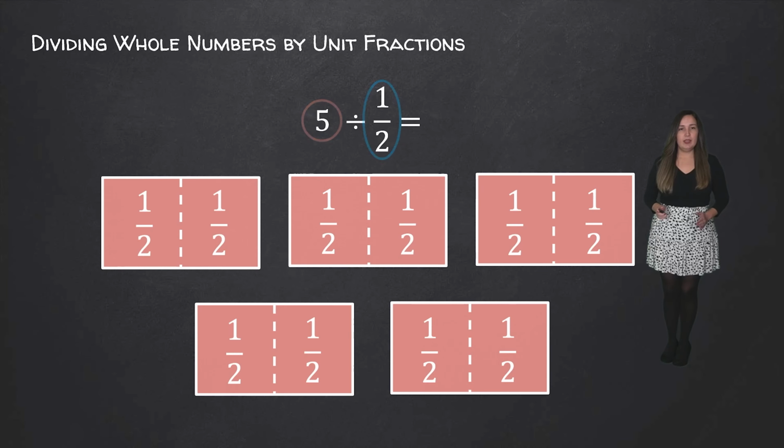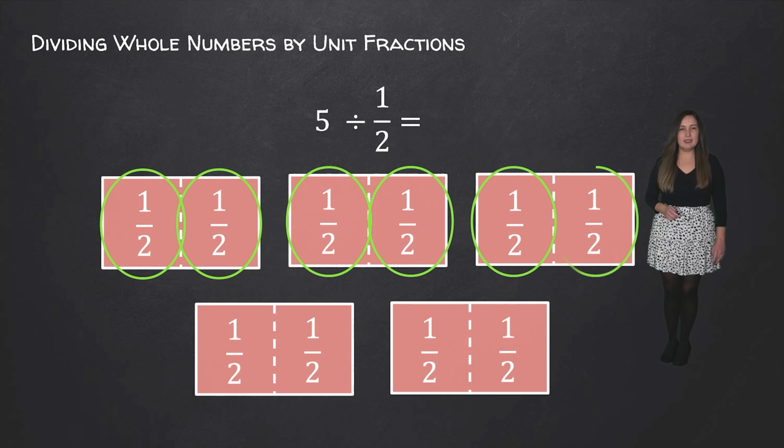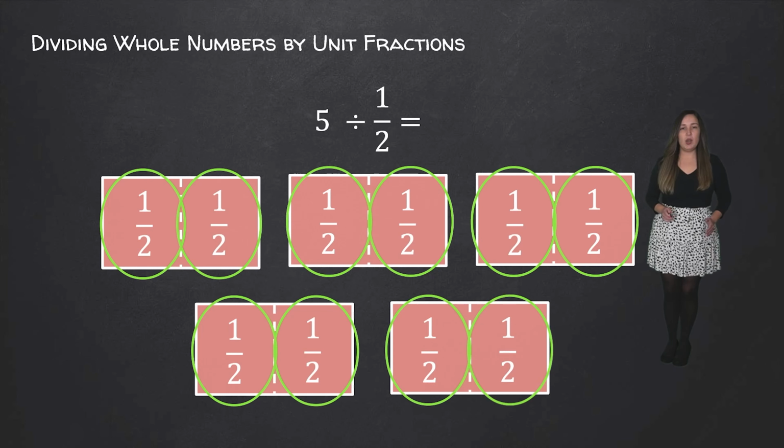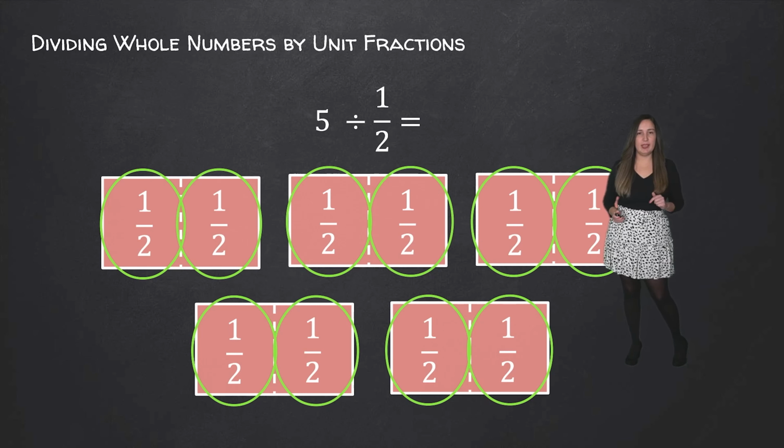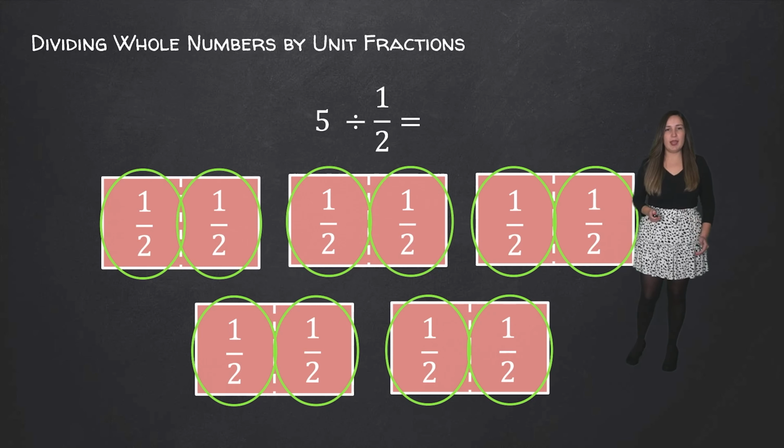So here we have 1, 2, 3, 4, 5, 6, 7, 8, 9, and 10. So in 5 wholes, we have 10 halves that fit perfectly in there. So 5 divided by half is equivalent to 10.